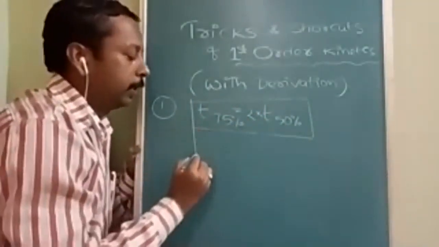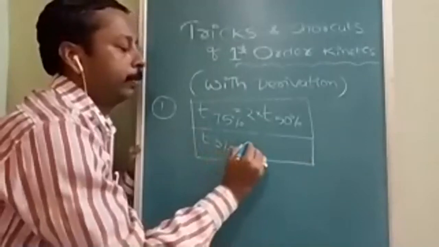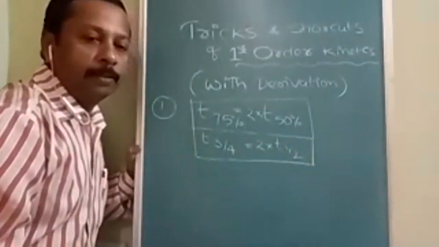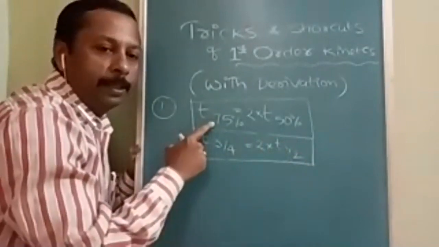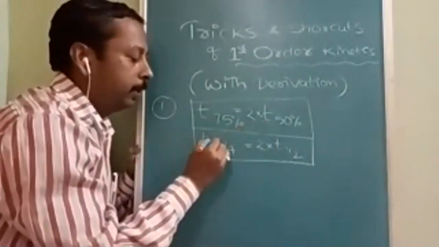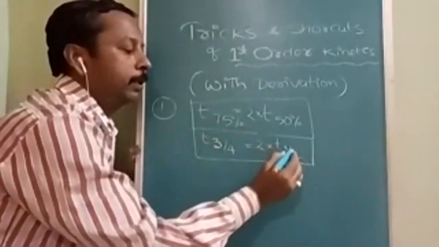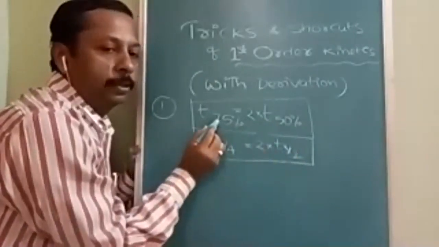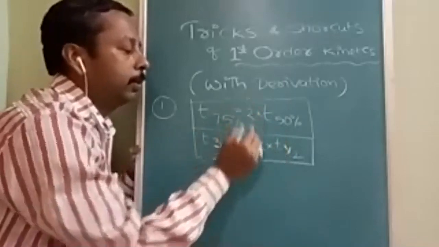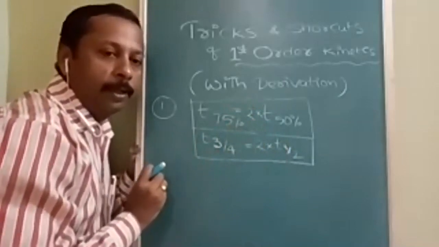There is another way of asking also. They will ask sometimes t 3 by 4 is equal to, and then you use t 1 by 2. The very first magic formula is t 75% life is equal to 2 times t 50%. Otherwise, t 3 by 4th life is equal to 2 into t half. Sometimes t half is given and they may ask t 75%, or t 50% is given and they may ask like this also. All of them are equal. Understood? And it is not some magic, it is only calculation, it is only derivation.